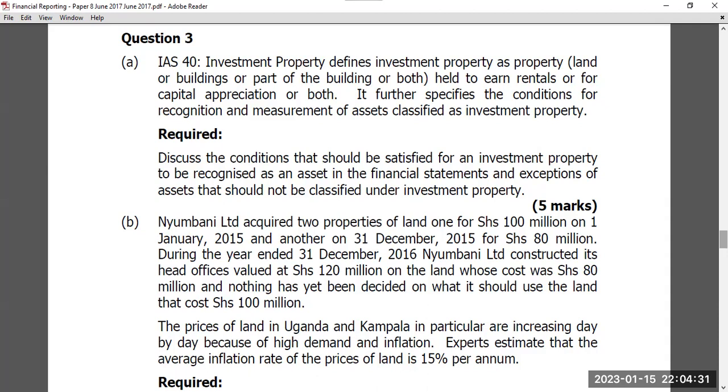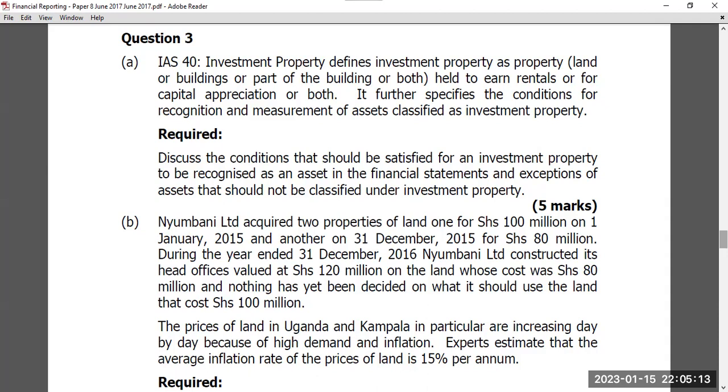The other item they want is the recognition criteria. How do you know that you have an investment property? That's basically the recognition criteria. We said for any asset, even from the conceptual framework, that we should be expecting something from the asset. Then we can also be able to determine the cost of that asset reliably, when we can be able to determine the cost of the asset.